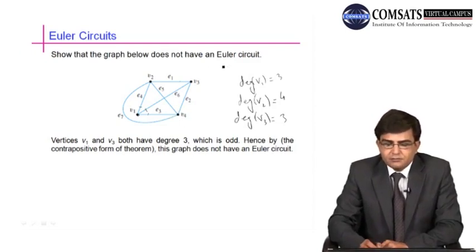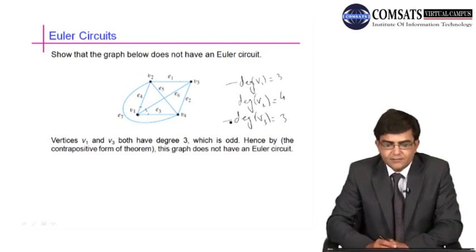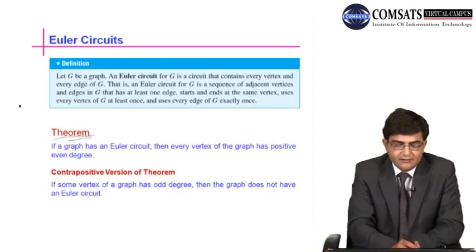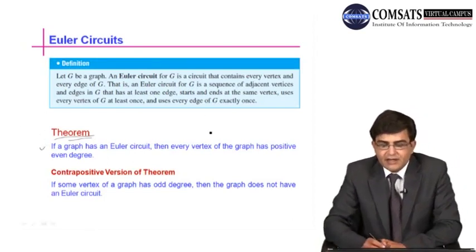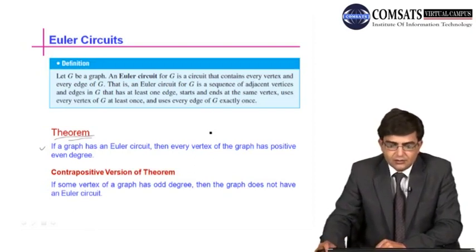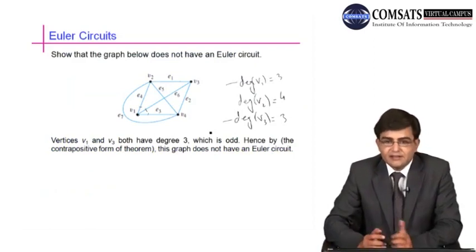So according to the theorem, as vertex 1 and vertex 3 have odd degrees, that is 3, this graph doesn't have an Euler circuit, because it violates the statement of this theorem that if a graph has an Euler circuit, then every vertex of the graph has positive even degree. So therefore we can say that this graph doesn't have an Euler circuit.